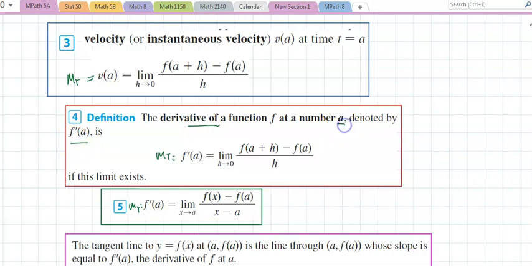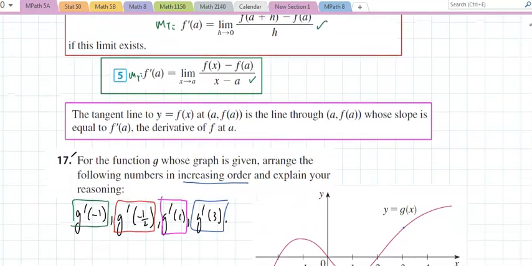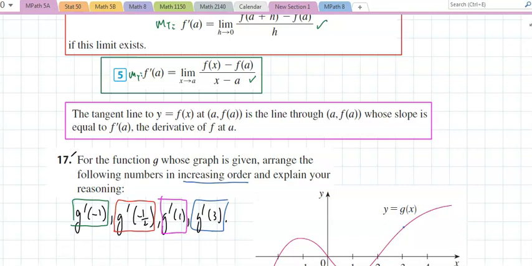at a point A, and do you notice how they define it? The definition of a derivative at point A. So 1 or 2 will do. If they don't specify, it's your choice. The tangent line to y equals f of x at (a, f of a) is the line through (a, f of a) with a slope which is the derivative at a.